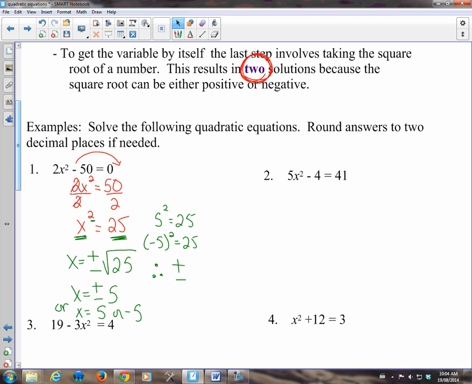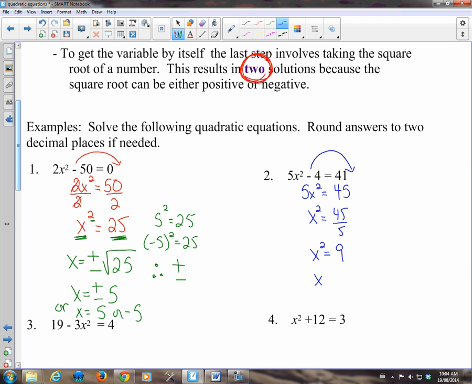Same idea, no linear term. So we're going to put our like terms together, and we're going to isolate the variable, starting with adding and subtracting. Instead of subtracting 4, I'm going to add 4. 41 plus 4 would be 45. Instead of multiplying by 5, I'm going to divide by 5. Give me 9. And instead of squaring, I'm going to take the square root, and I'm going to remember that I always have a plus and a minus, because positive 3 squared would be 9, and negative 3 squared would be 9. So plus or minus 3.